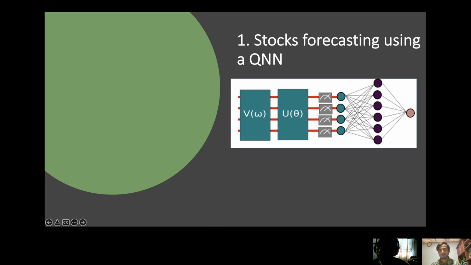In this part, we are explaining the stock forecast using a QNN. In this case, the classical part is encoded into the quantum circuit as angles, with parametric gates on the angles, and the measurement is applied to the classical model. Next one.